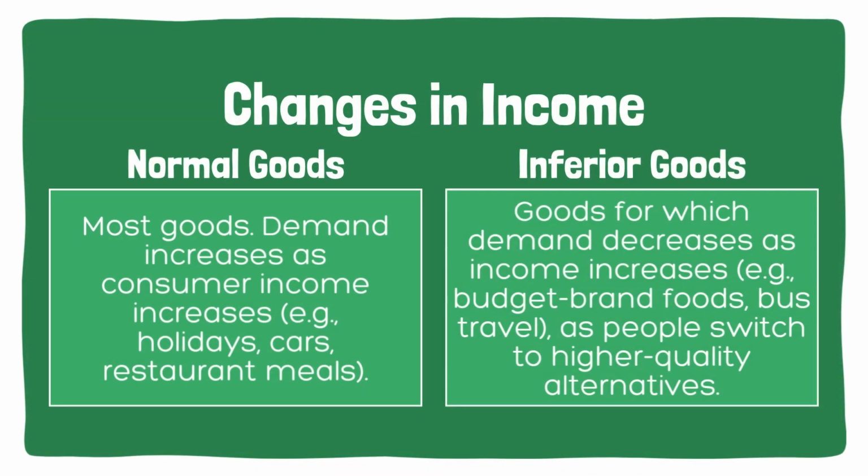Changes in income. When people's incomes increase, they generally buy more goods and services because they have greater purchasing power. For most products, this creates a positive relationship between income and demand. These products are known as normal goods. However, for some goods, demand decreases as income rises. These are called inferior goods. For instance, people might buy fewer instant noodles or second-hand clothes as their income grows, switching instead to higher quality alternatives.